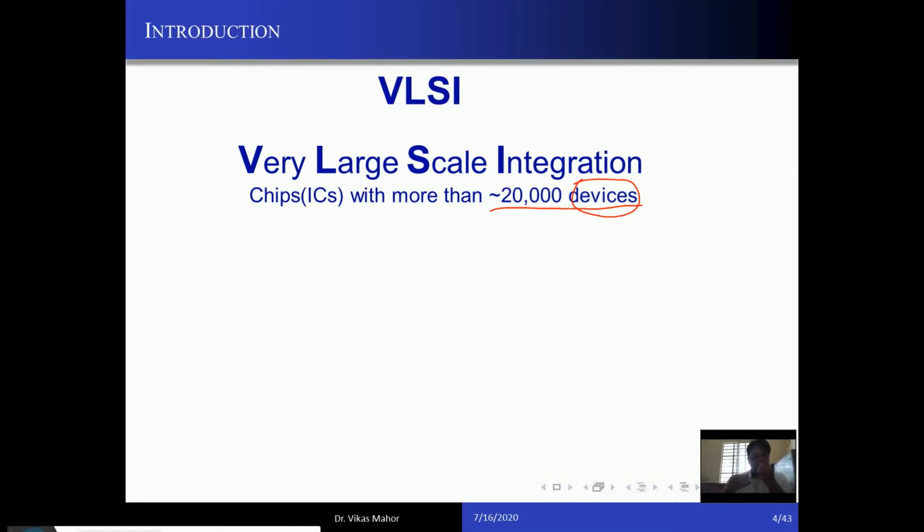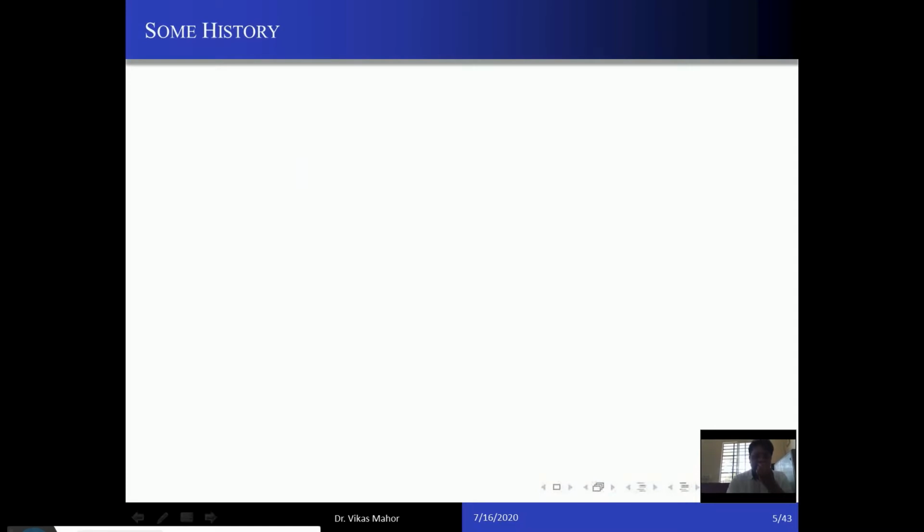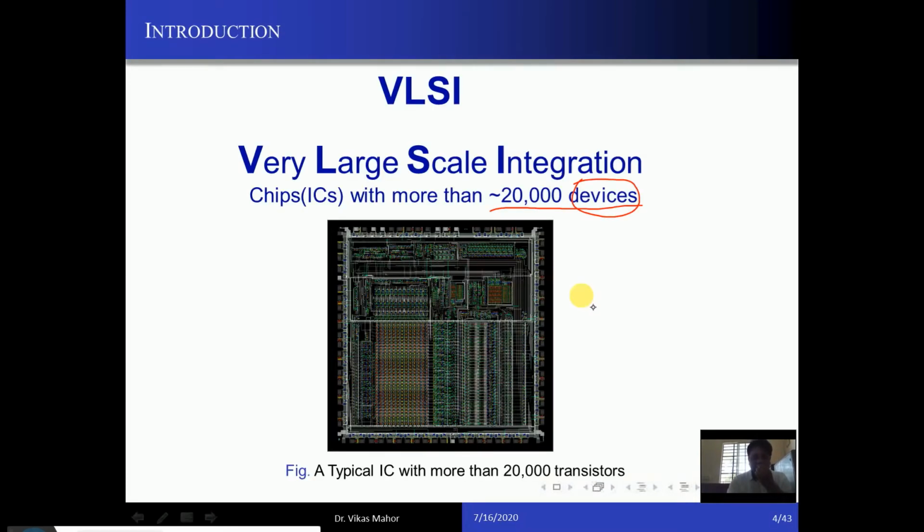Now let's see an IC in front of you, a typical operating IC. I have taken an example of an operating IC. It's a processor. This processor is doing the processes, and all those transistors, these small green dots you can see, are transistors.